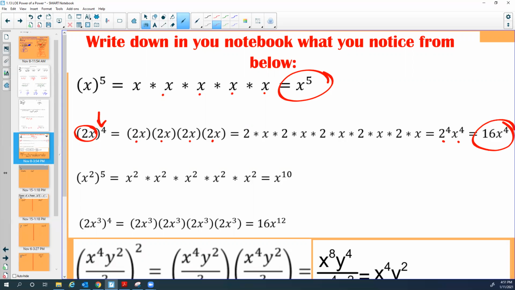As you continue down the line, you'll notice that same type of idea happens. On the next one, I'm multiplying x squared by itself 5 times to get x10. 2x to the 3rd to the 4th power, I'm multiplying 2x to the 3rd by itself 4 times.